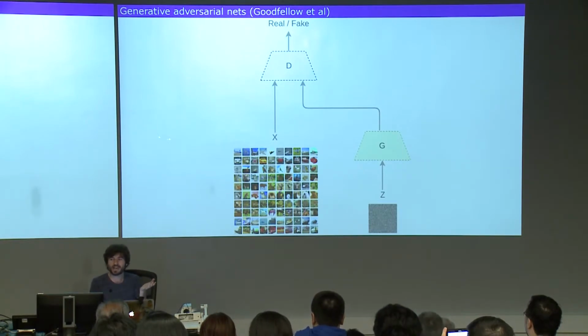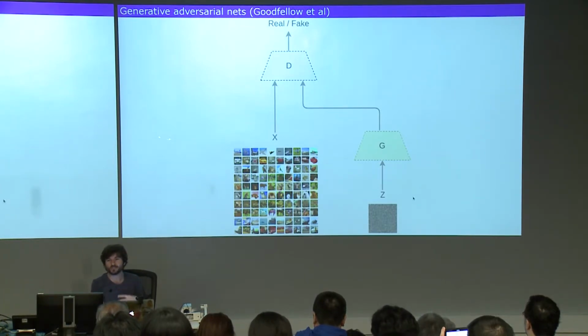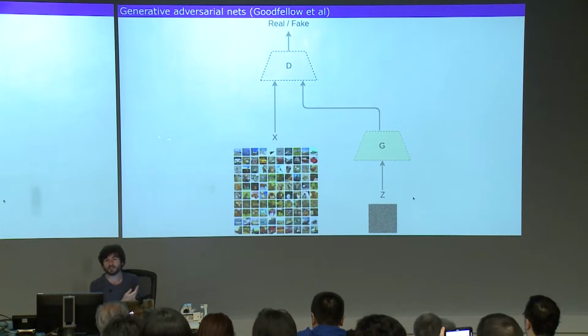And what happens is that after this arms race, they both become really, really good at what they're doing. In particular, G is really, really good at generating images that look real, better than autoencoder, in fact.